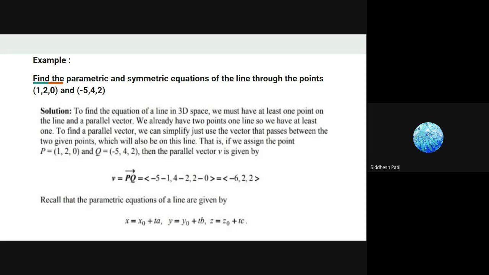we can simply use the vector that passes between the two given points, which will also be on the line. That is, if we assign the point P as 1 comma 2 comma 0 and Q as minus 5 comma 4 comma 2, then the parallel vector V will be given by vector PQ, which is minus 5 minus 1, 4 minus 2, and 2 minus 0. So the final coordinates will be minus 6 comma 2 comma 2. Now recalling that the parametric equations of a line are given by x is equal to x naught plus ta, y is equal to y naught plus tb, and z is equal to z naught plus tc.